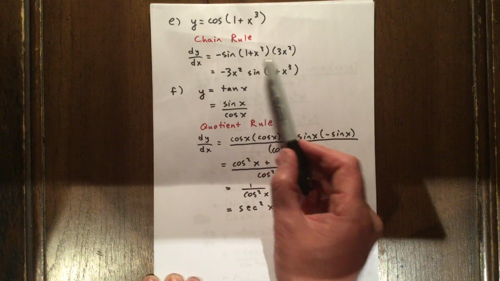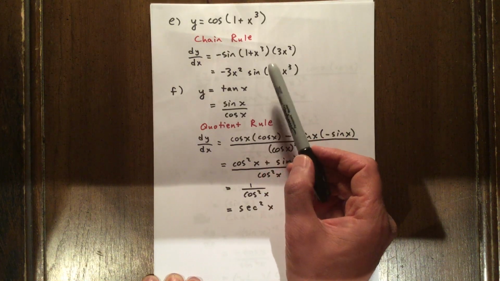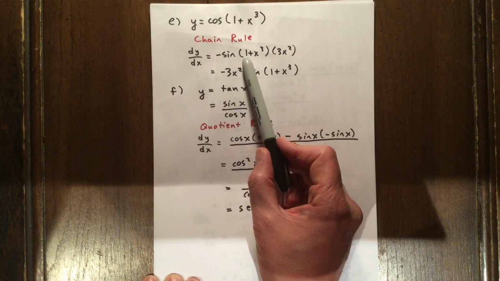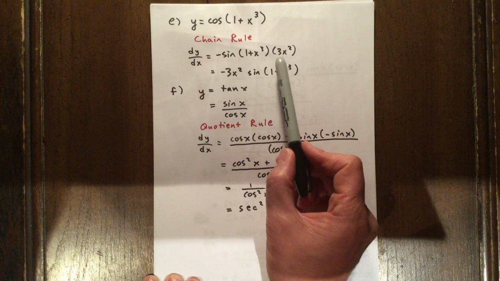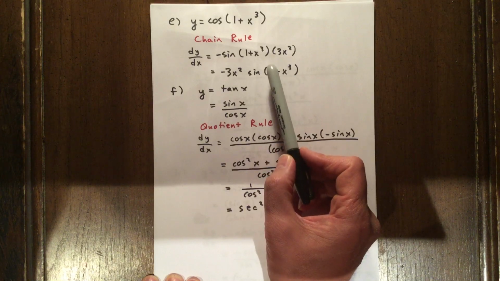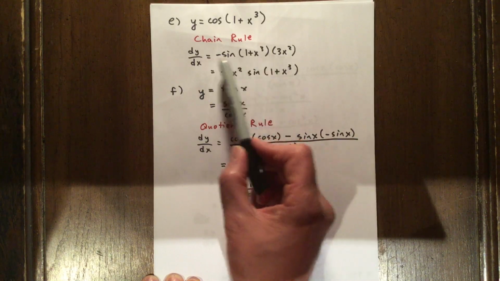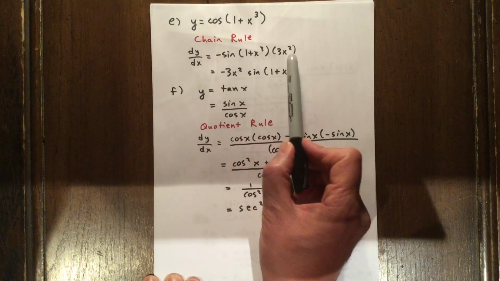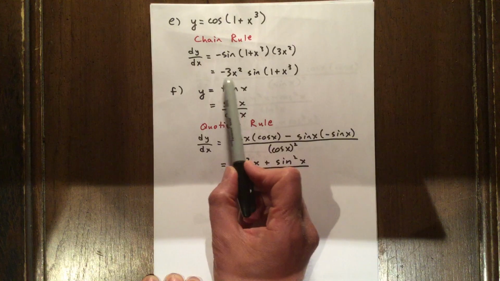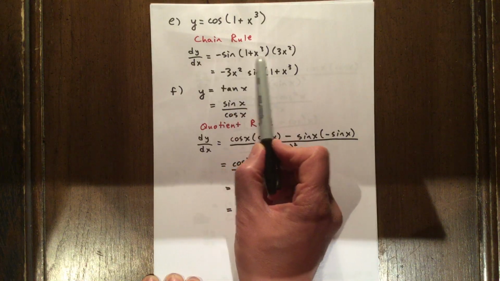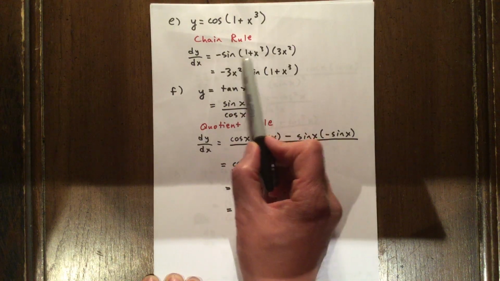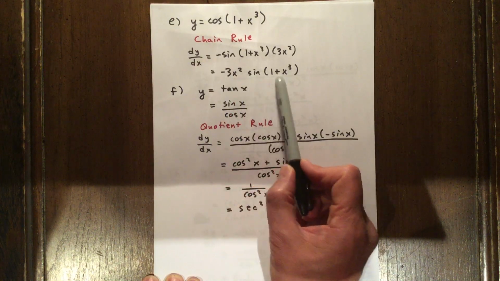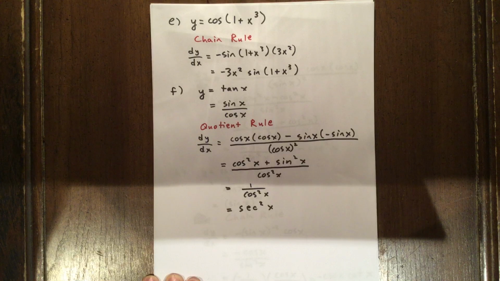So the derivative of 1 plus x cubed is 3x squared. But again, I like to point out that the 1 plus x cubed is not multiplying the 3x squared. The 3x squared is multiplying this entire quantity. So I take the negative 1 in front, I multiply it by the 3x squared, I get negative 3x squared. And now this 1 plus x cubed is the angle connected to the sine. So I get negative 3x squared times the sine of 1 plus x cubed.